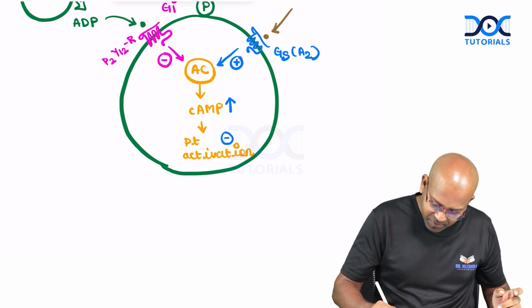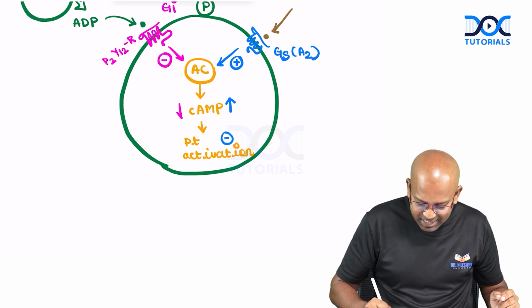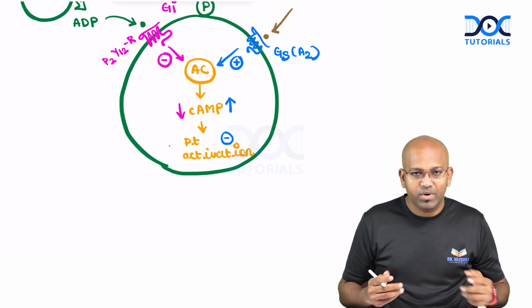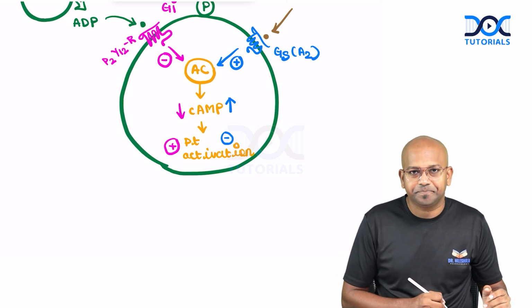And how is it happening? We'll go with the same color. Because it is inhibiting adenylyl cyclase, thereby cyclic AMP levels will be decreased. When there is no inhibition happening, what do we expect? Platelets will be more activated.